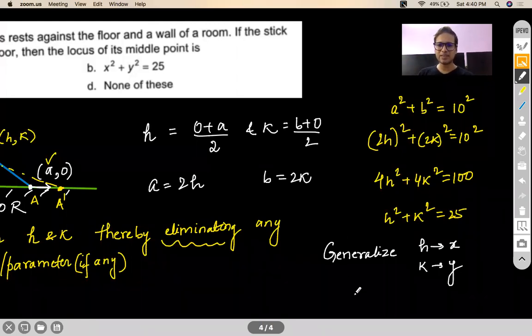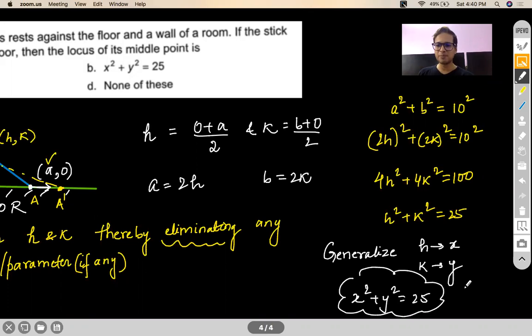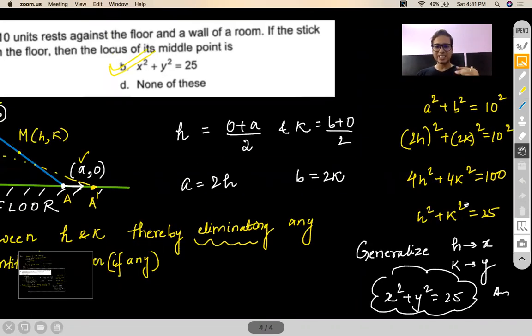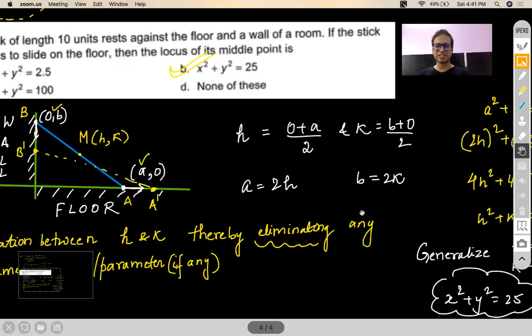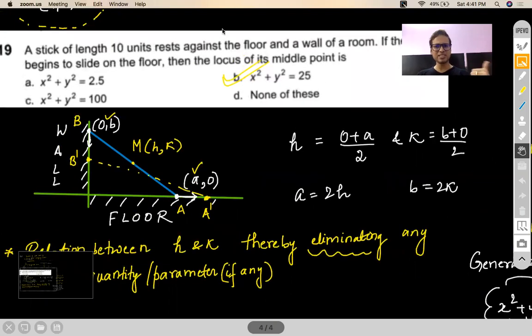And when we do that, we end up getting the desired answer, which is your option number B in the given options. Okay, so is the process clear? I'll repeat once again what the process is. Number one, listen to me first, then we'll discuss it more. Number one, we first call the point which is moving as h comma k.